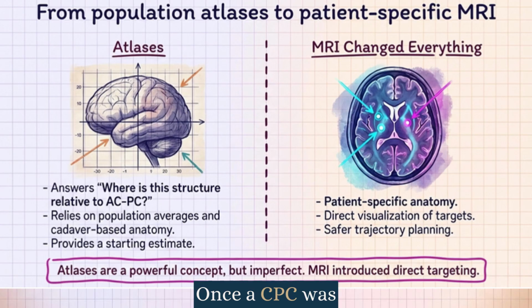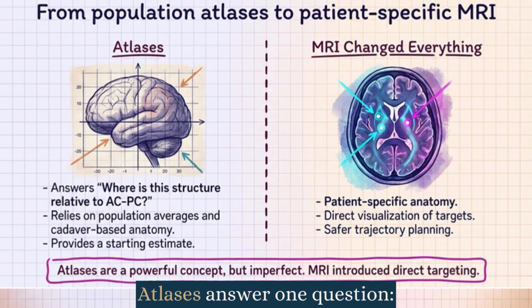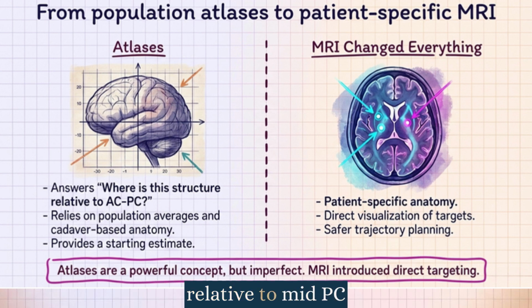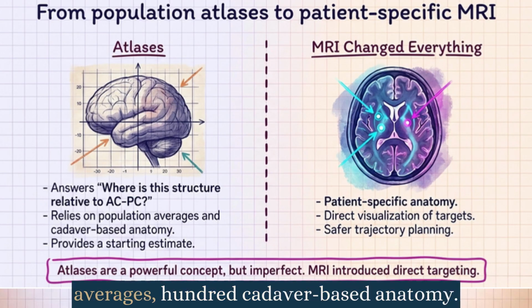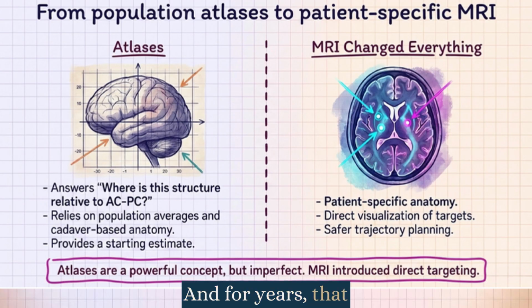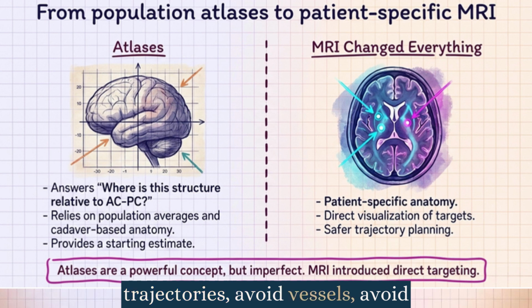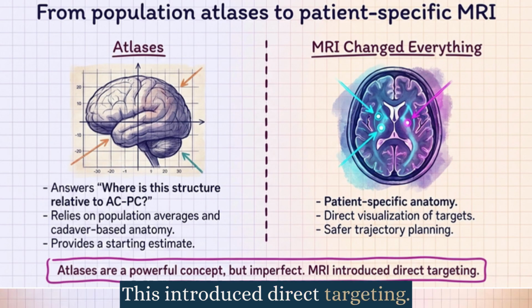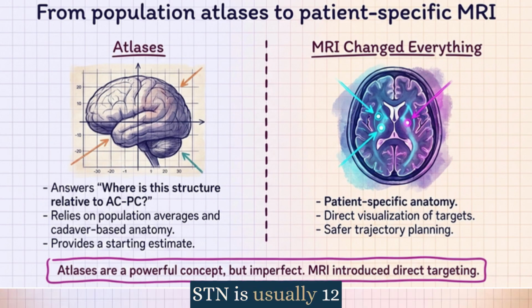Once ACPC was established, stereotactic atlases emerged. Atlases answer one question: where is this structure relative to the mid-AC-PC line? They're based on population averages, cadaver-based anatomy. And for years, that's all we had. It was a powerful concept, but imperfect. Then MRI changed everything. With MRI, we could see patient-specific anatomy. We could visualize targets directly, no more relying on averages. We could plan safer trajectories, avoid vessels, avoid ventricles. This introduced direct targeting. Instead of saying the STN is usually 12 millimeters lateral to midline, we could say in this patient, the STN is right here. Atlases gave us the conceptual structure, but MRI gave us accuracy.